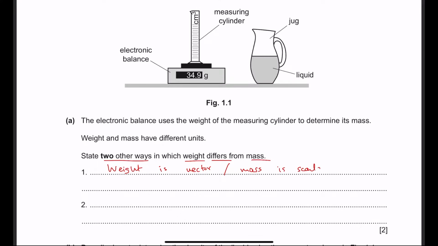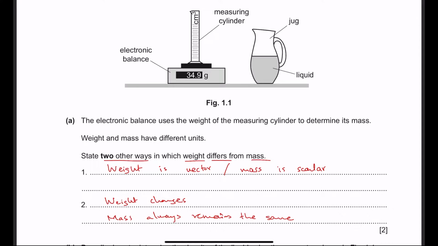Now you must remember the difference between a vector and a scalar. A vector has direction, whereas a scalar has only magnitude but no direction. Weight is a force, mass is not a force. Another important difference apart from units and being scalar and vector is that weight changes and mass always remains the same.